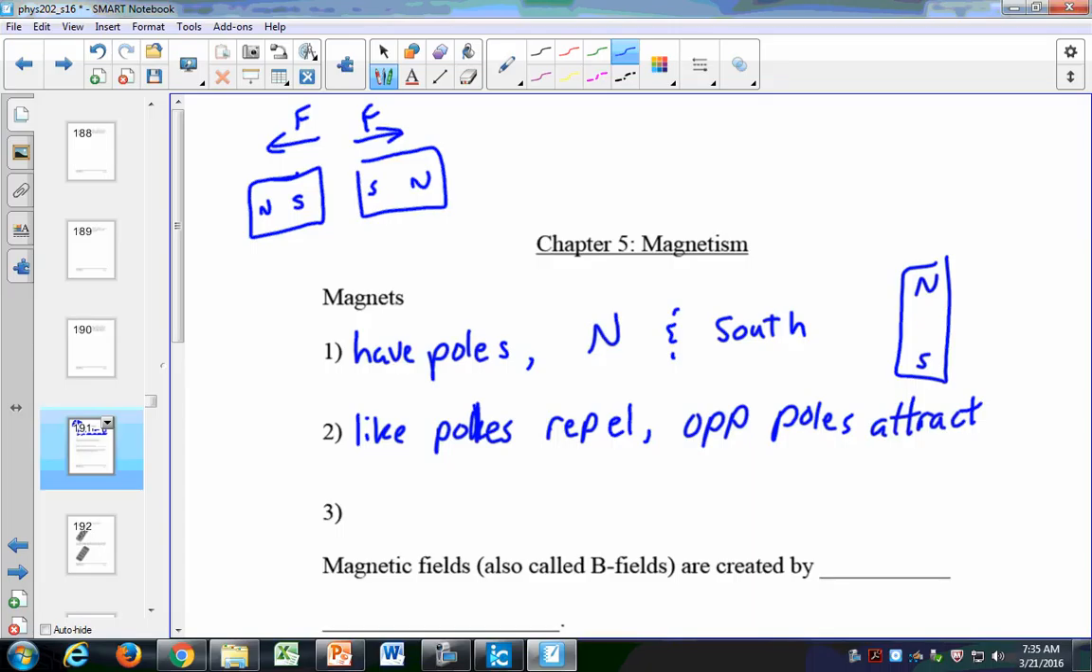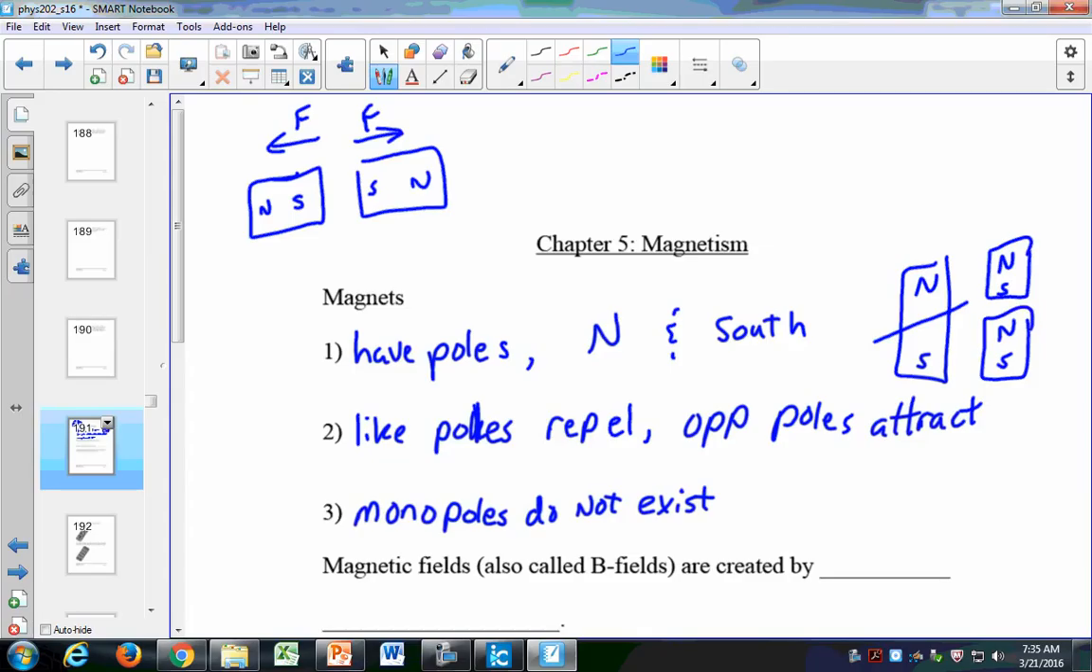And then the other thing is that monopoles do not exist. People used to think that monopoles did exist. They thought, well, if I have a magnet and I break it in half, then what they would get is 2 little magnets with north and south poles. Well, they thought if I keep breaking it in half, then eventually I'm going to get just a north pole and just a south pole.